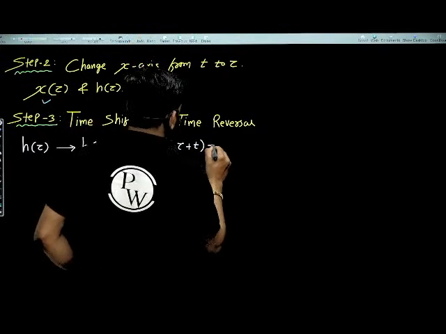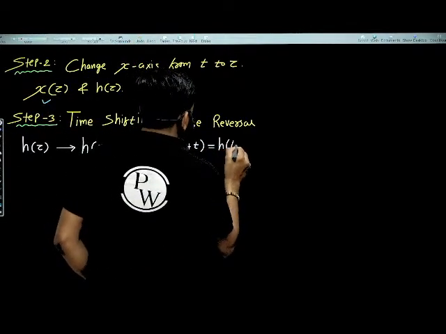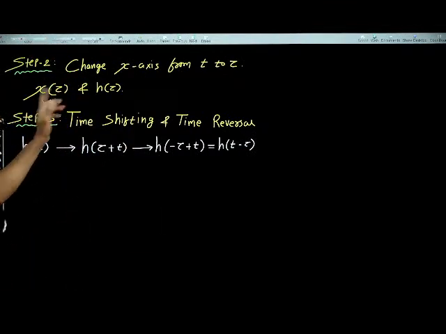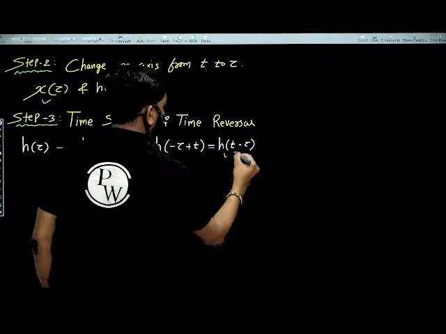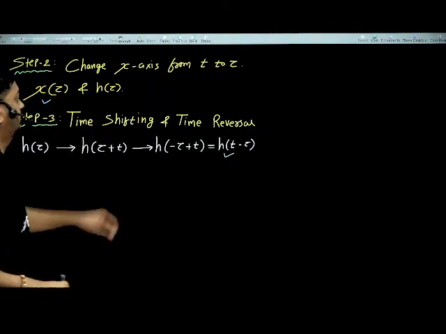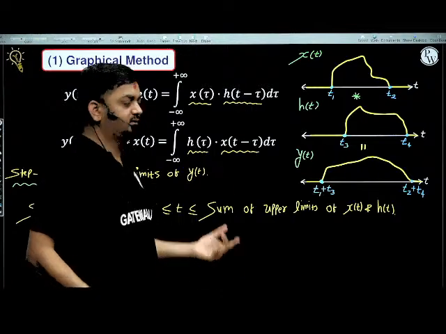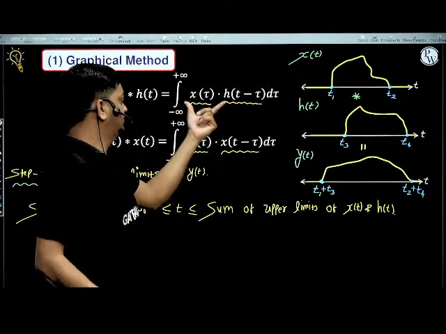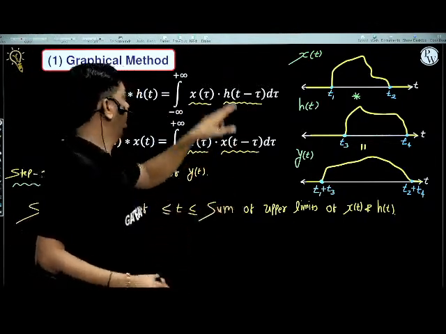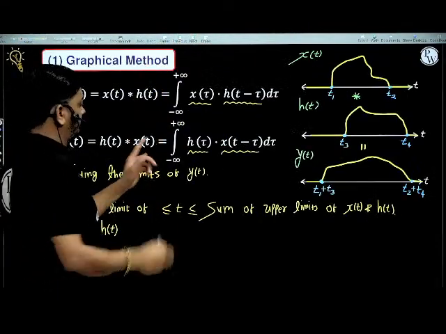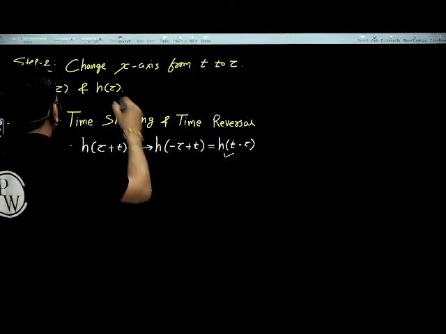So it is nothing but h of t minus tau. Now you got x of tau as well as h of t minus tau. First formula: x of tau and h of t minus tau we now have. Then simply multiplication of these two signals and then integration.